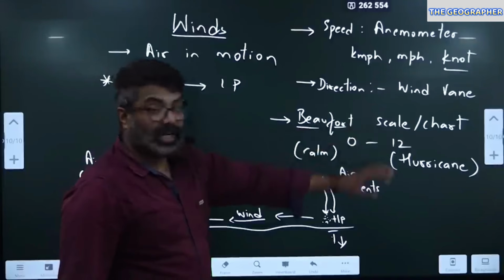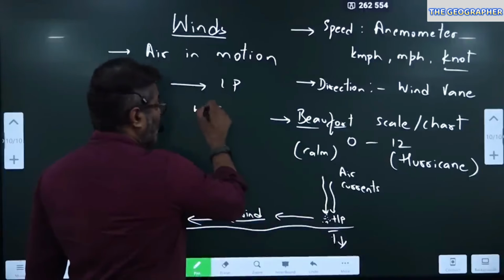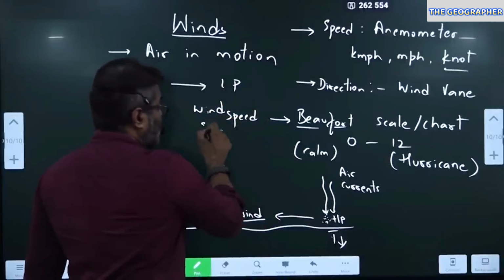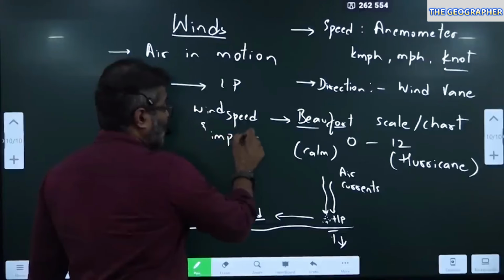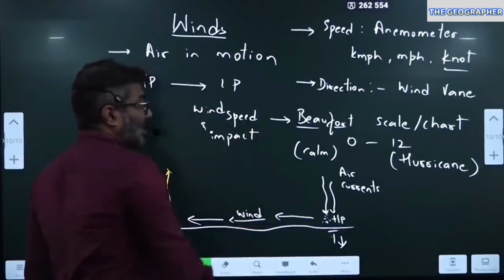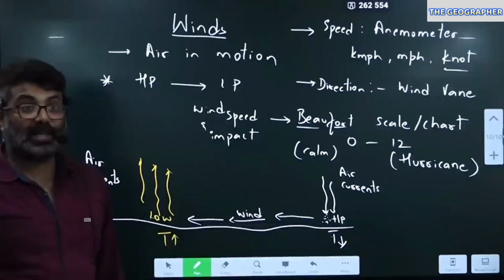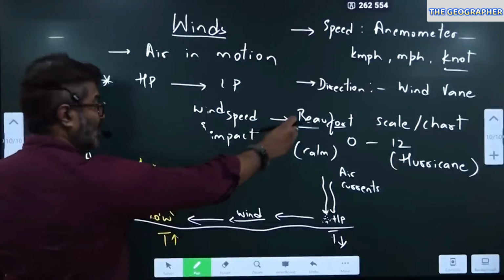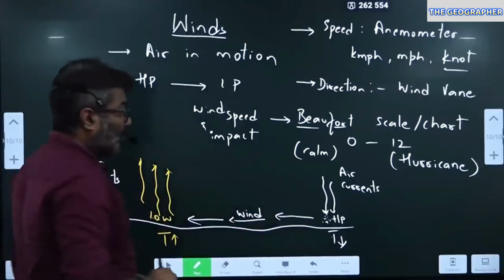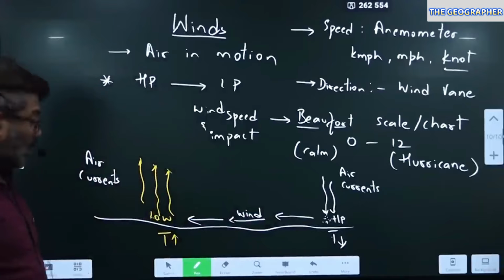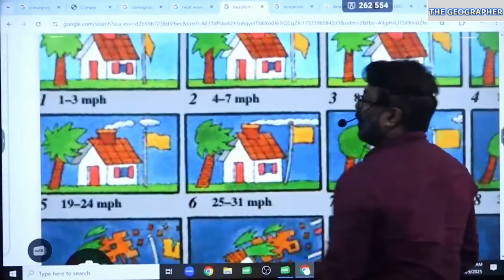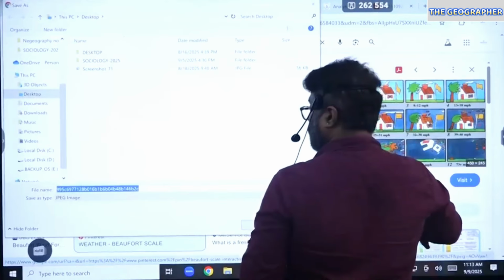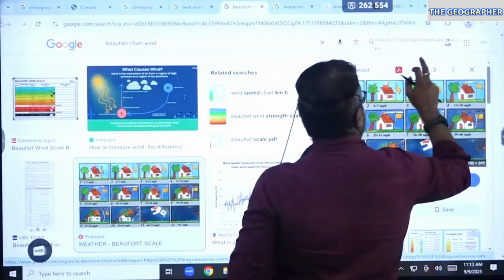So Beaufort's chart gives us wind speed and its impact. They'll ask, which of the following scales is used to understand wind speed and its impact? Beaufort scale. Okay, let's see this first, then continue. All of you understood 0 to 12. I'm going to save this first.